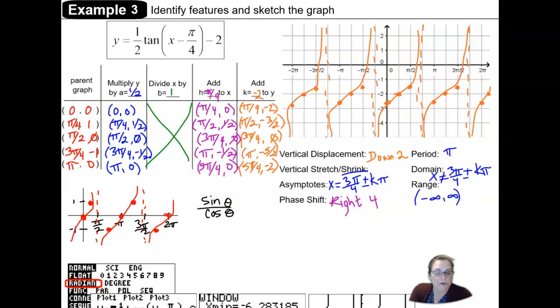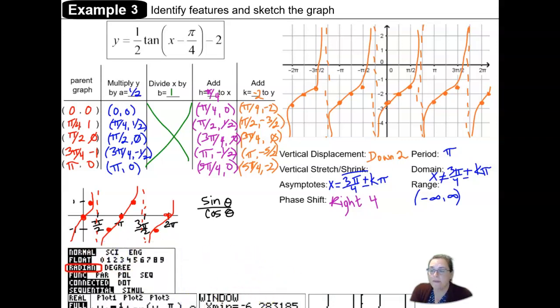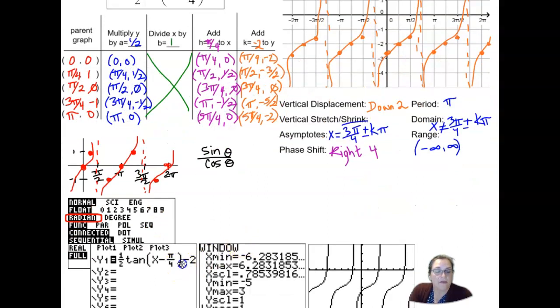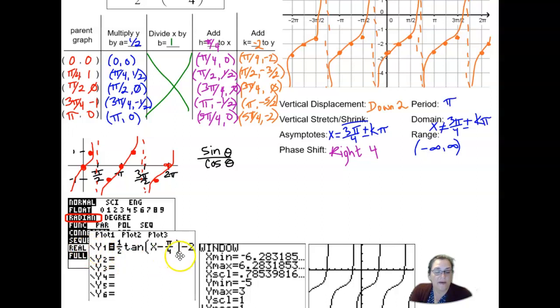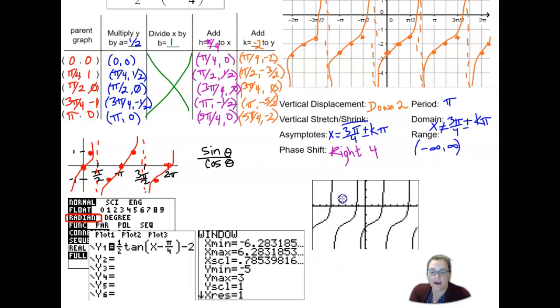So if you wanted to check this with your graphing calculator, you would put your calculator into radian mode and then plot your function in the y equals button, 1/2 tangent of the quantity x minus pi over 4 minus 2. Adjust your window settings to go from negative 2 pi to positive 2 pi in the x direction with an x scale of pi over 4. And then y minimum is negative 5, y maximum is 3, and this will be your graph. And then you can use the trace function to plot some points and make sure they match with what we came up with in our table.